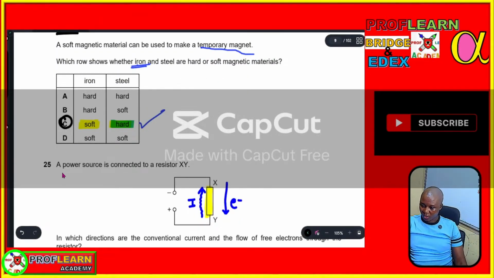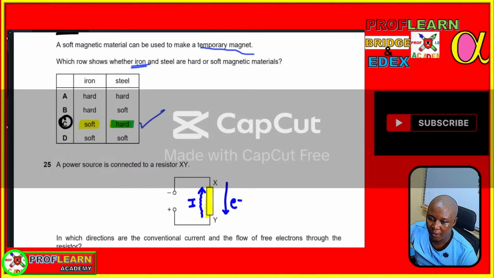Moving to question number 25. Question number 25 says a power source is connected to a resistor XY.